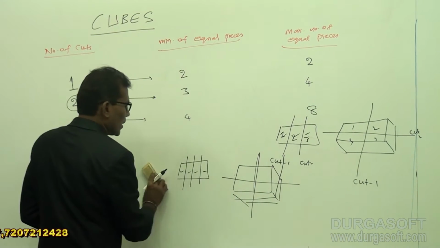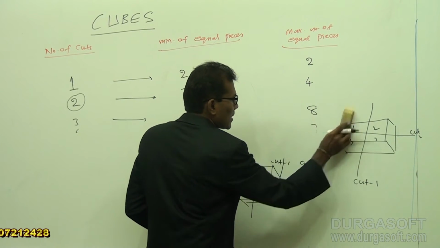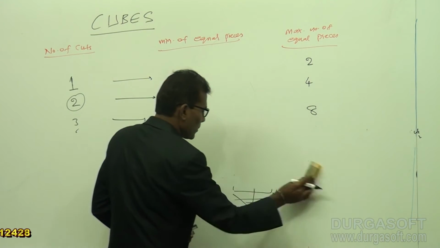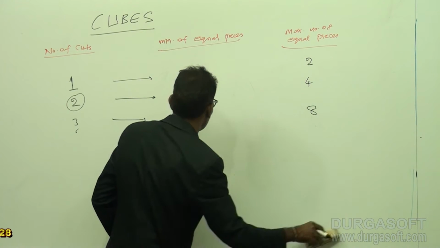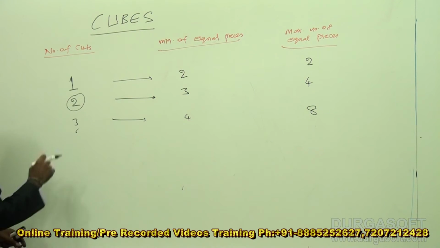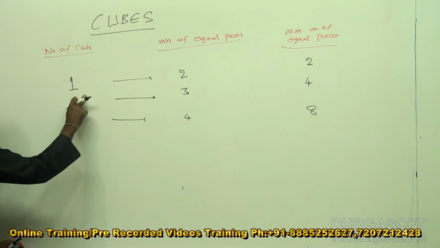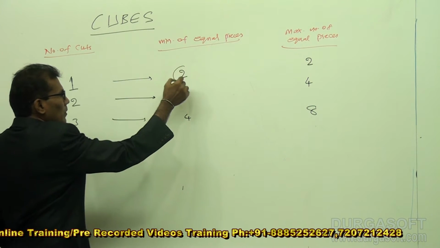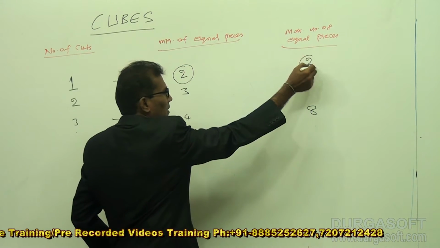So this is how the number of cuts, minimum number of equal pieces and maximum number of equal pieces work. By observing this, when you are using 1 cut, you will get 2 as the minimum number of pieces and 2 as the maximum number of equal pieces.